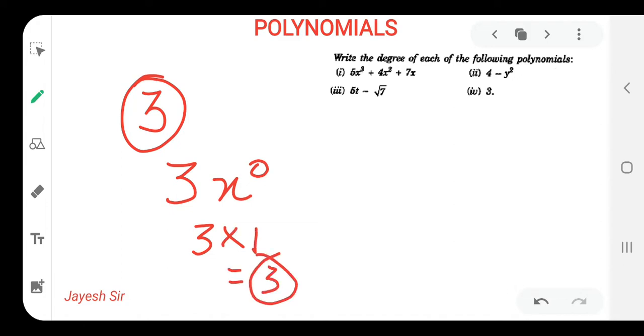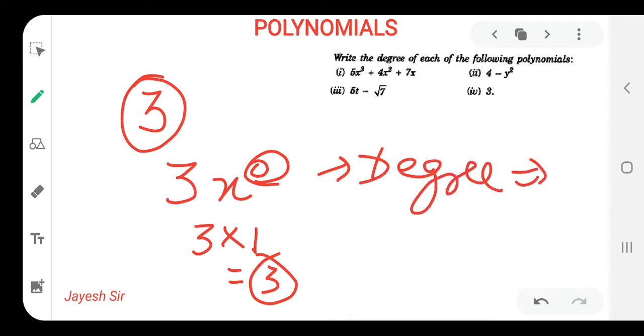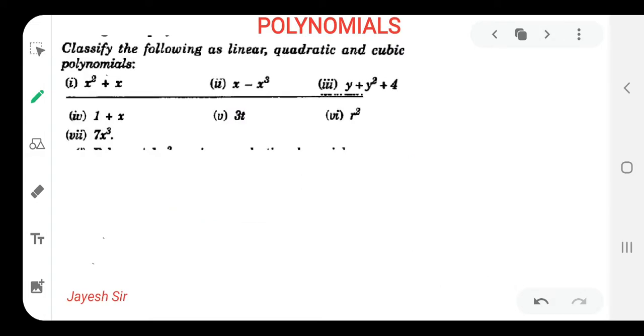So what would be the degree for this sum? The degree for this sum would be 0. I hope you all have understood and cleared your concept over here. To understand more and clear your concept, you can practice more sums at home also. So let's move to our next topic, that is, classify the following as linear, quadratic and cubic polynomials.